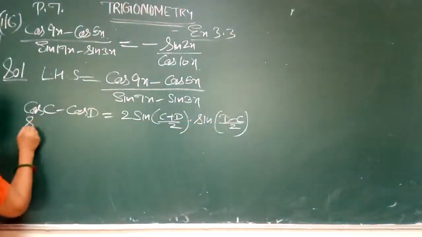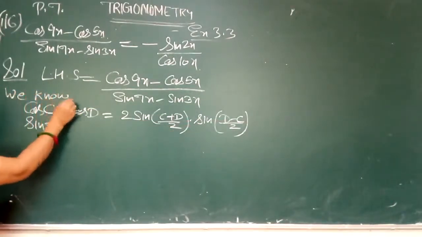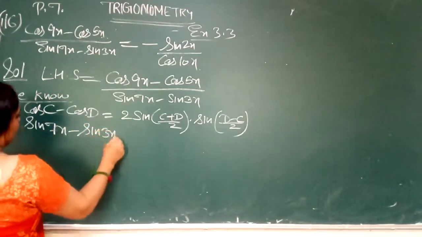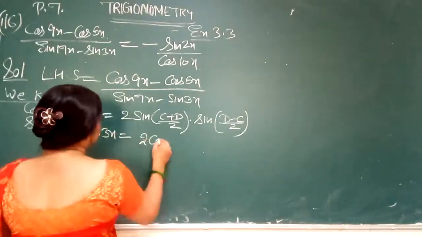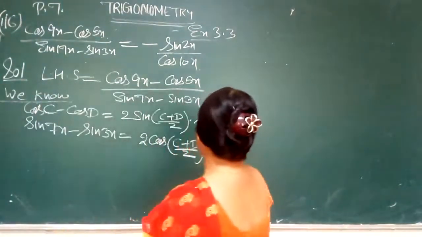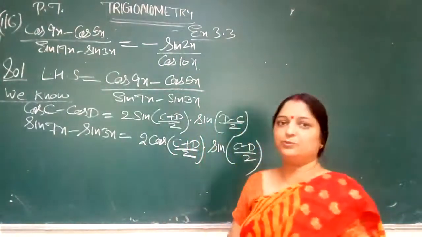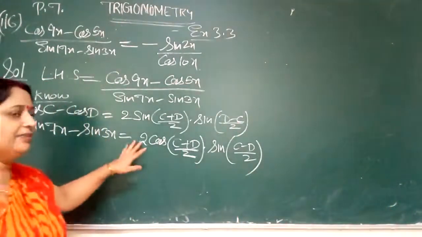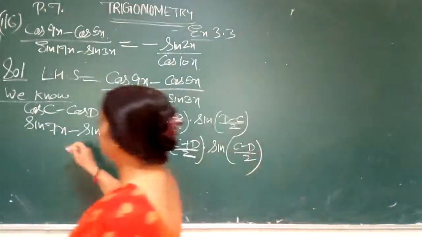And here in the denominator we will use the formula, because we have sin 7x minus sin 3x. What is the formula for sin C minus sin D? That is 2 cos (C plus D) upon 2 into sin (C minus D) by 2. I have already given you the memory tips also. By those tips you can learn it.